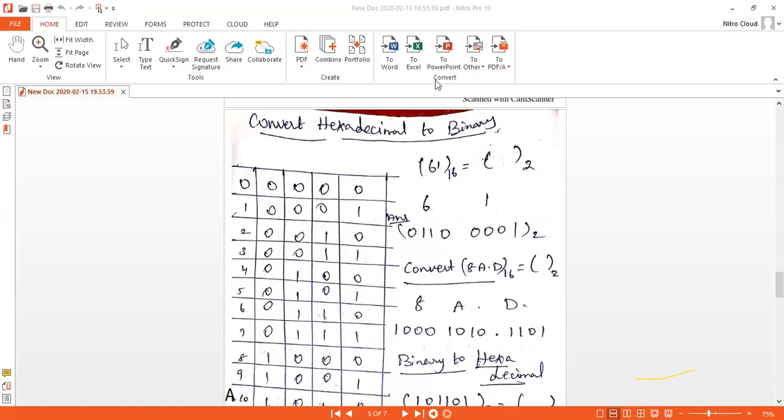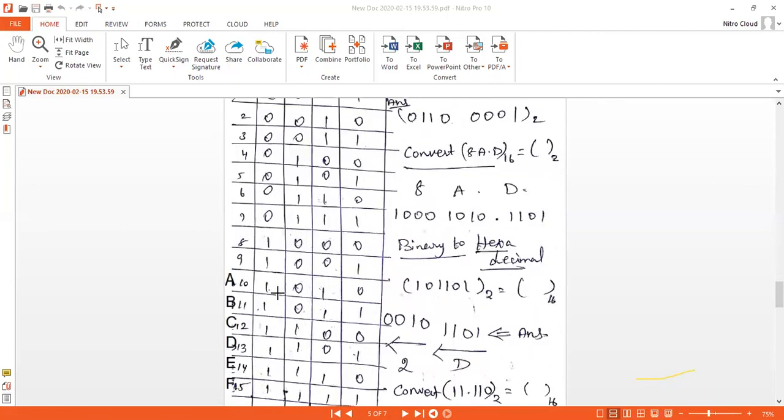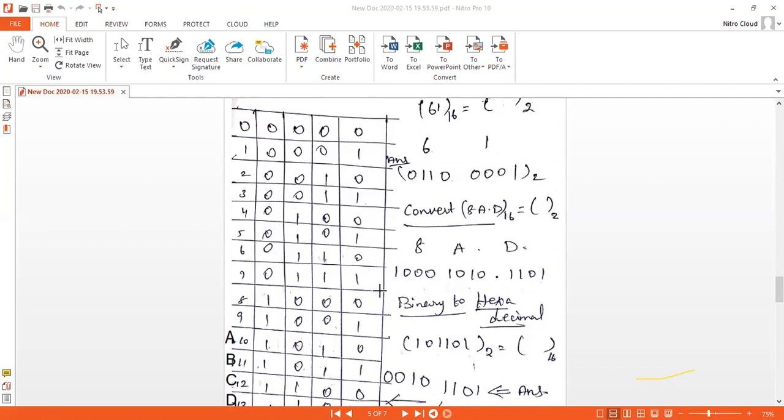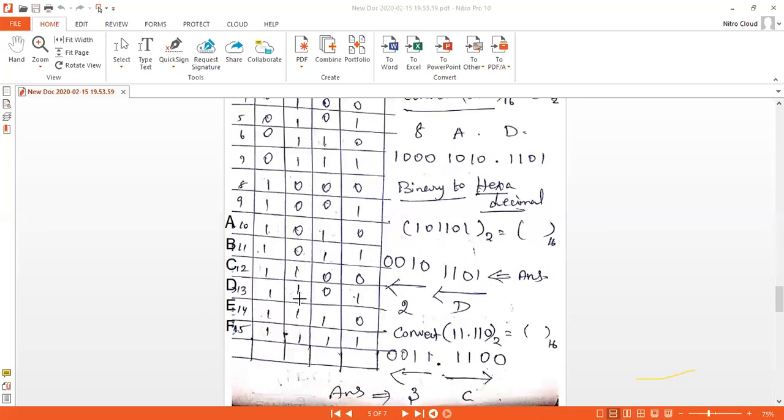So hexadecimal, the same logic. 0, 1, 2, 3, 4, 5, 6, 7, 8, 9. Instead of 10, we call it A, 11 B, 12 C, 13 D, 14 E, and 15 F. Clear? Okay, let's explain. As usual, 0 is 0000, 0001, 0010, 0011, 0100, 0101, 0110, 0111, 1000, 1001, 1010, 1011, 1100, 1101, 1110, 1111.